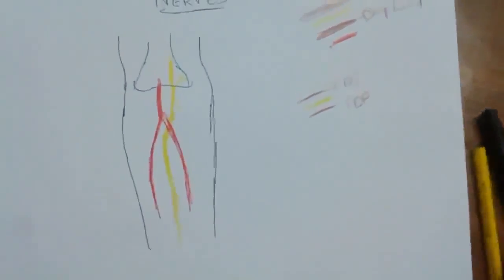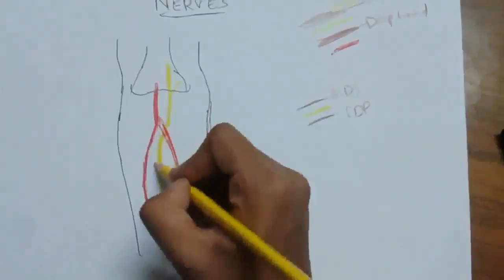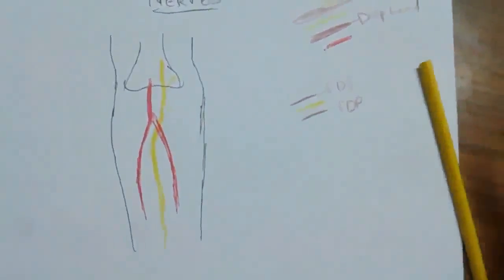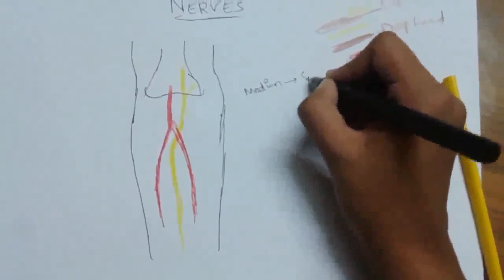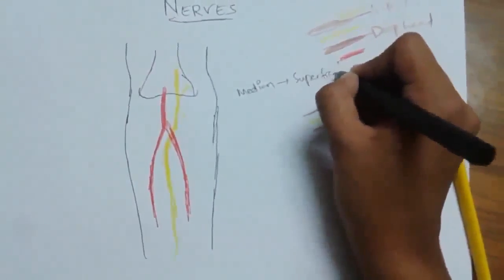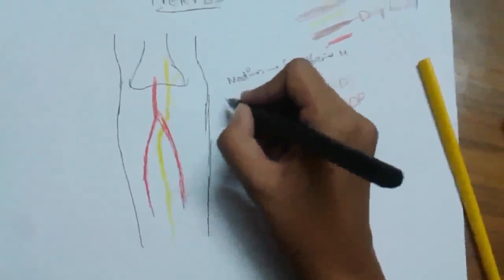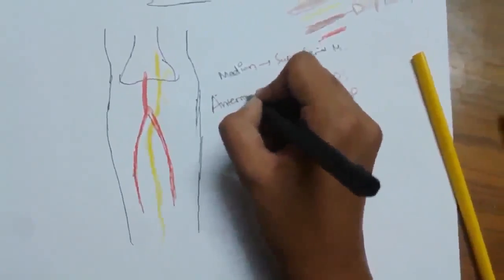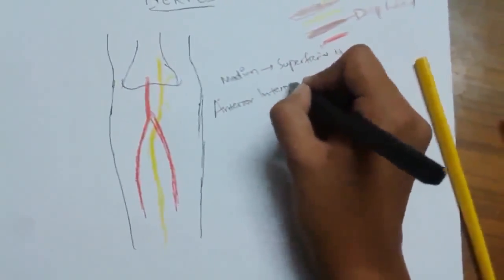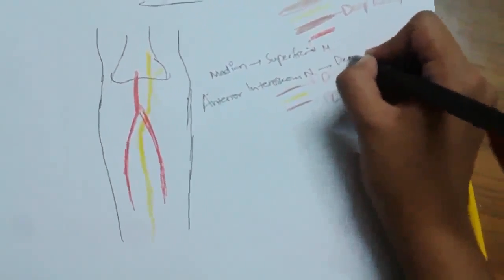So what is the difference is, this median nerve mainly supplies the superficial muscles. You know the superficial muscles, okay? But median nerve gives a branch that is called anterior interosseous nerve. What does this nerve do? This supplies all the deep muscles.